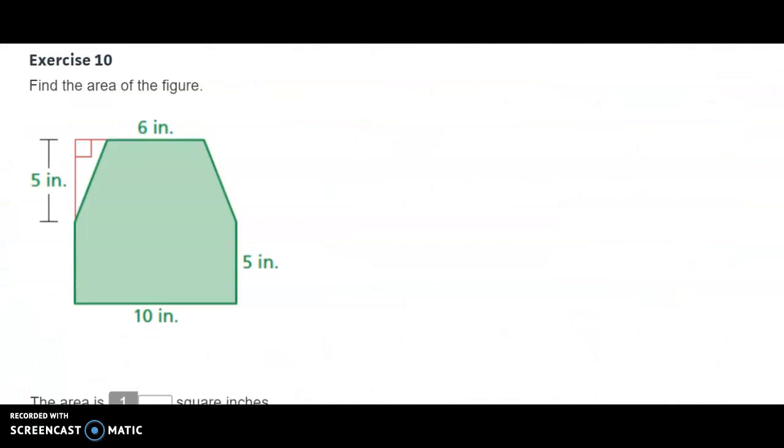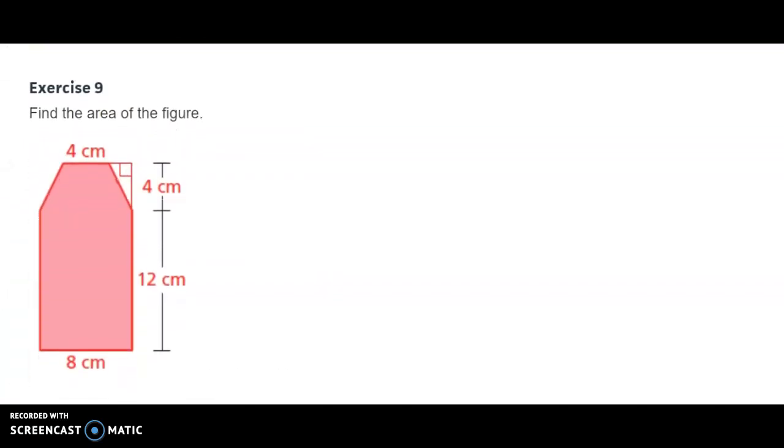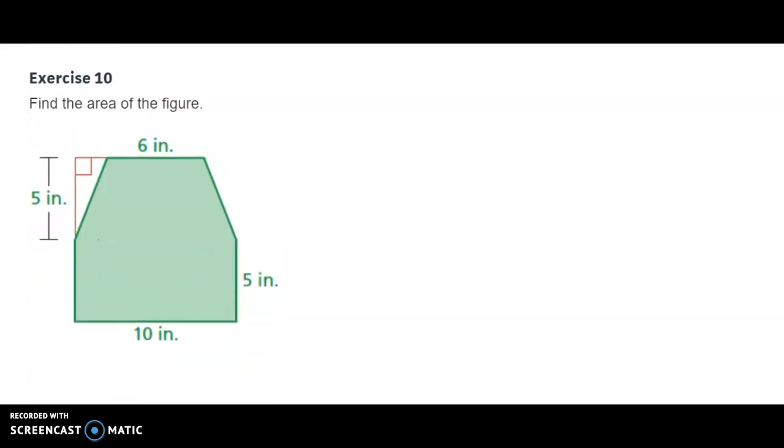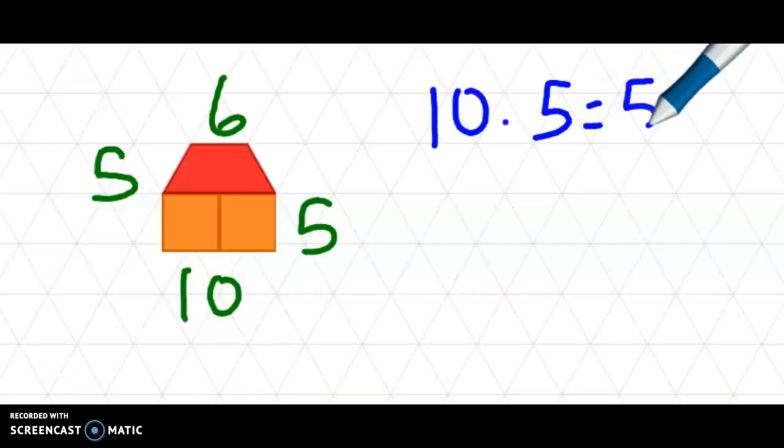Exercise 10, if you look at it, it's almost identical to the other shape. What we have here is an entire rectangle right here. So we're going to do our rectangle first, which is 10 times 5. When we multiply 10 times 5, we come up with 50.